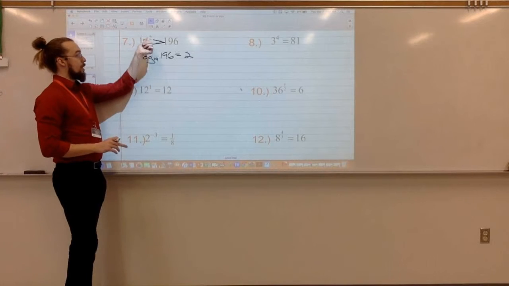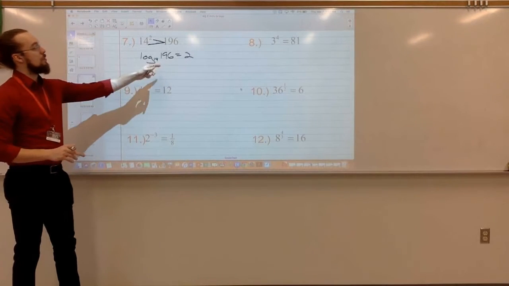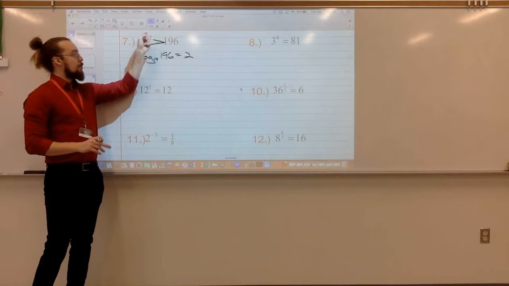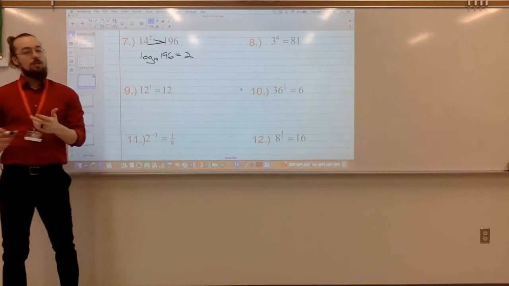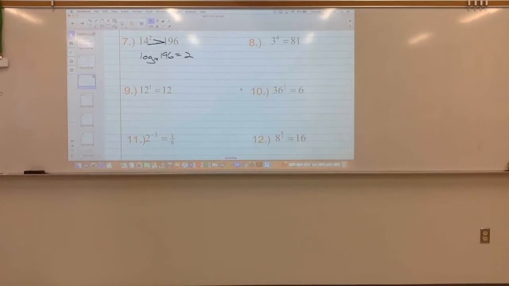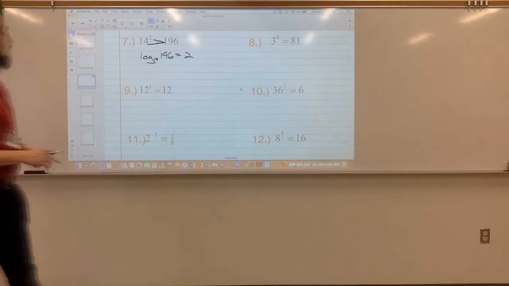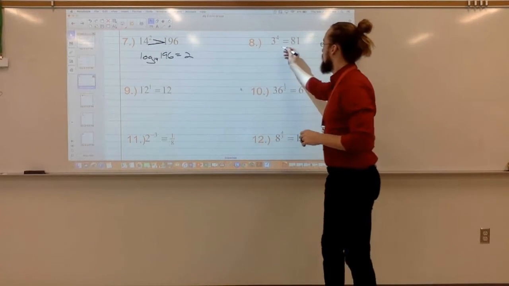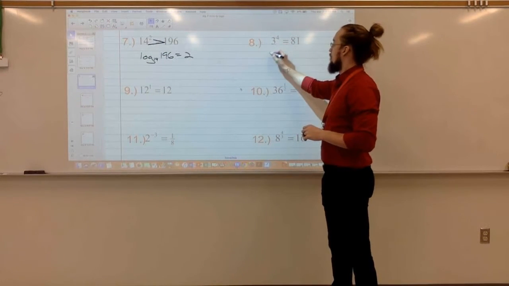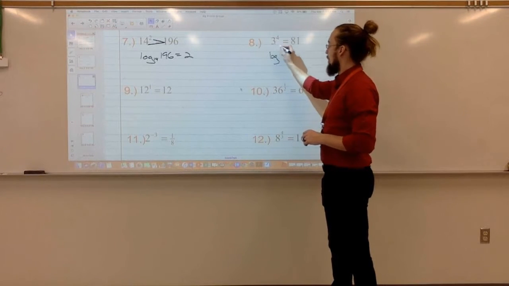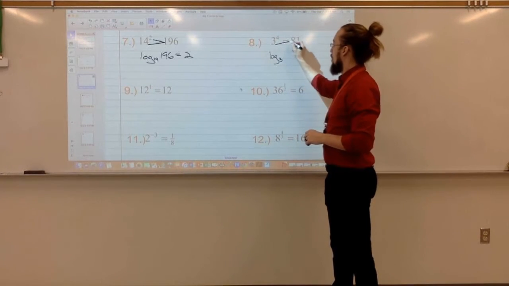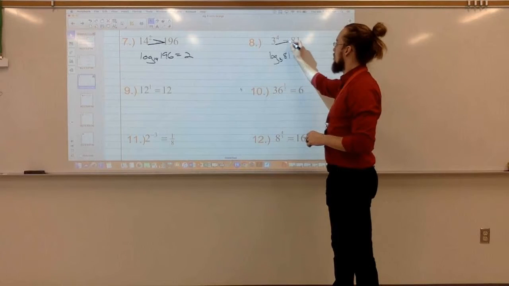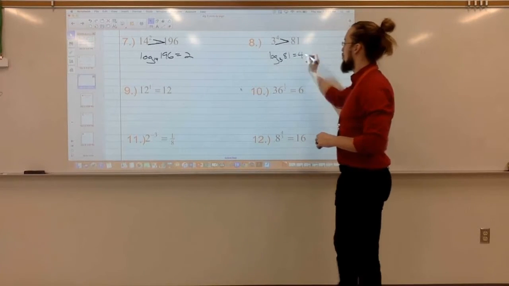So the base of the exponential is the base of the log, and the exponent of the exponential is whatever the log is equal to. We're doing what we just did in reverse. So, for this one, we would have log base 3 of 81 equals 4.